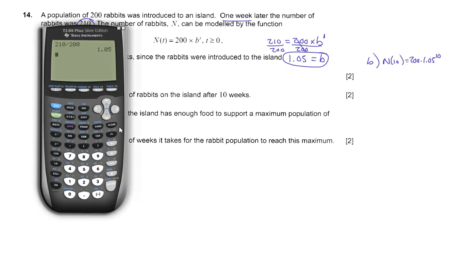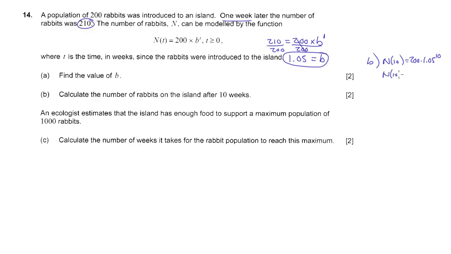So we will put this into our calculator. 200 times 1.05 to the 10th power means that we are now up to 325.77. Obviously, you can't have a partial rabbit. And anyway, there's the third significant figure anyway, so that would be 326. So the number of rabbits at 10 weeks is 326. Okay, that's part B.